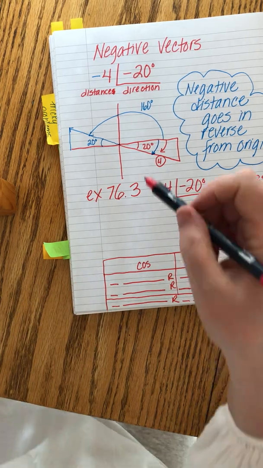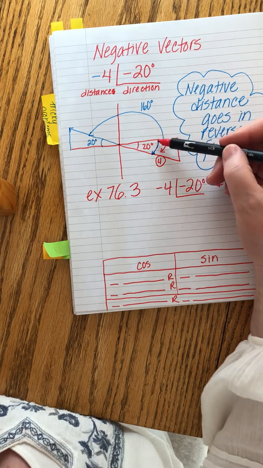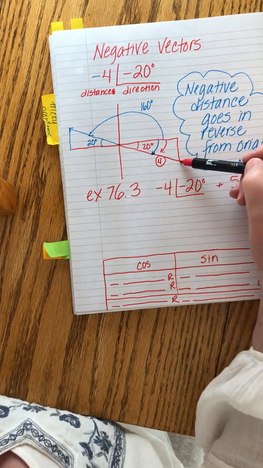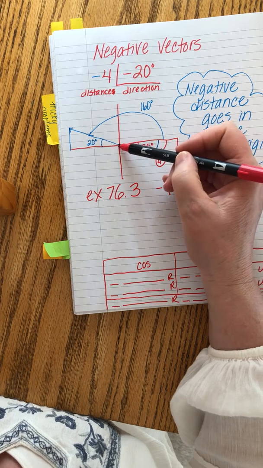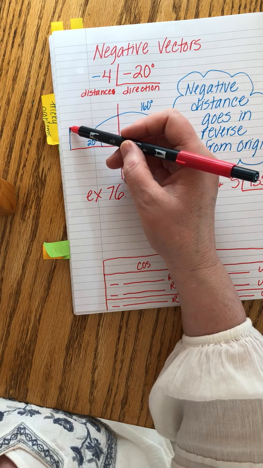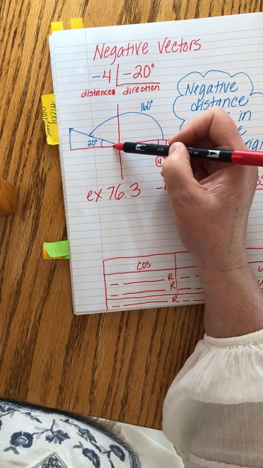Okay, so we've already drawn the triangle for -4 at -20 degrees. We went down 20 degrees, but instead of drawing the +4 for the distance, we put the car in reverse and we backed it up this way. So this is the triangle that we'll use right here.